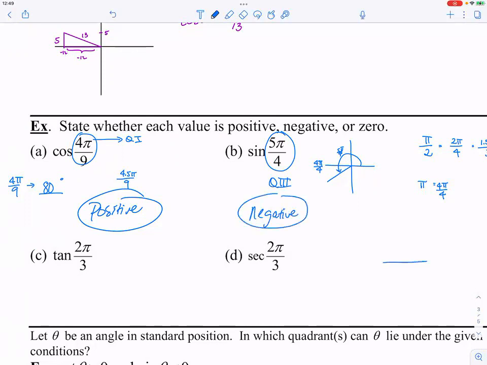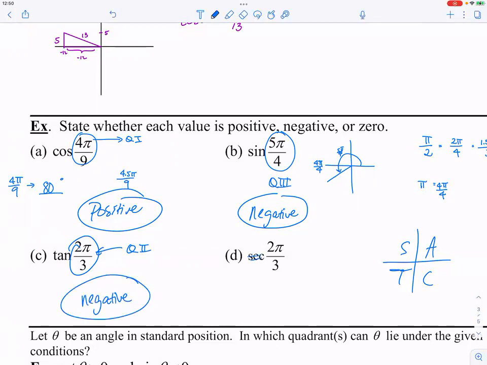Okay, so you just keep referring to A, S, T, C. And you look at tangent of 2 pi over 3. Where is 2 pi over 3? It's in quadrant 2 because it's not yet a full pi. You can compare this angle with 3 pi over 3, so it's not there yet. So tangent of an angle that's in quadrant 2 must be negative.